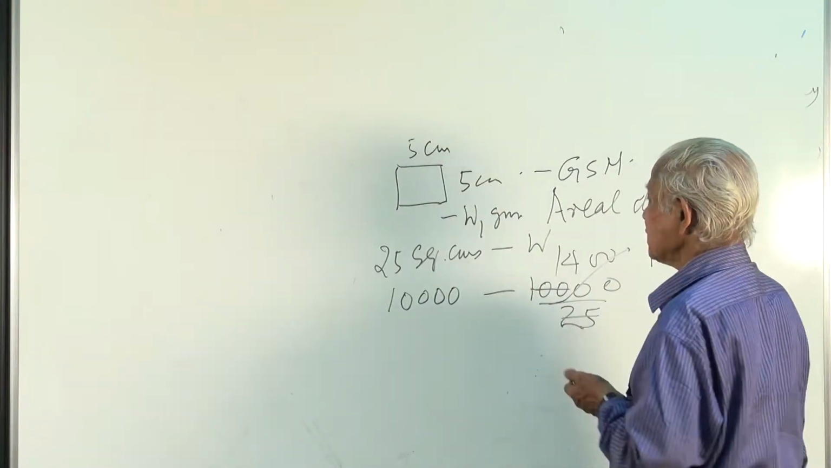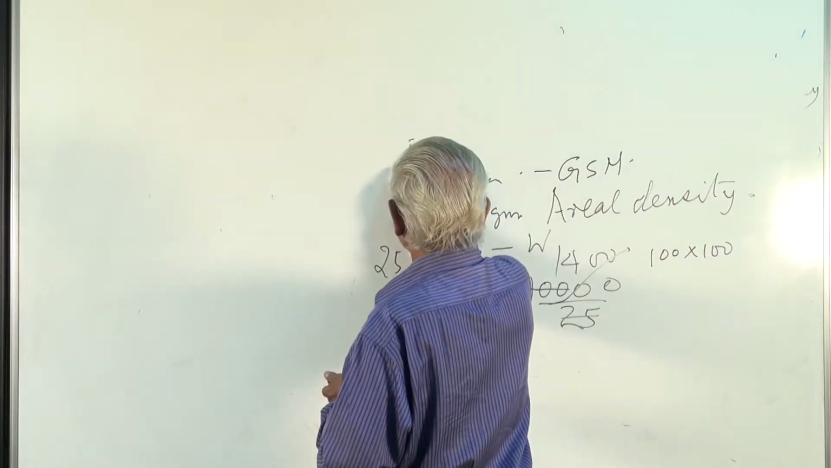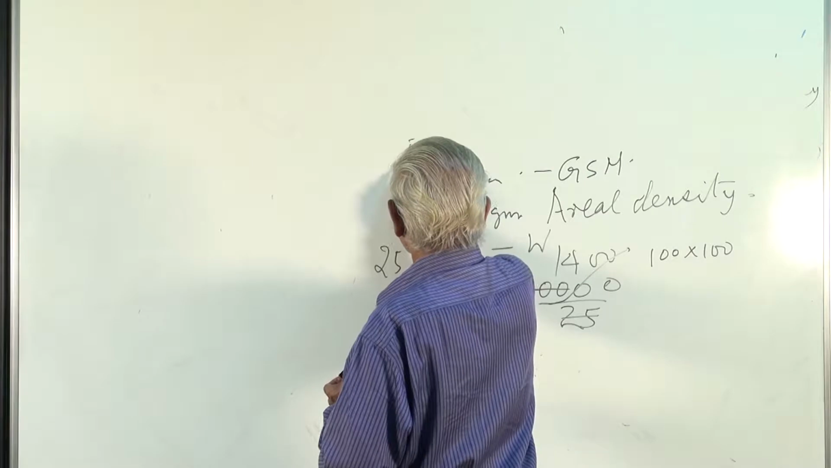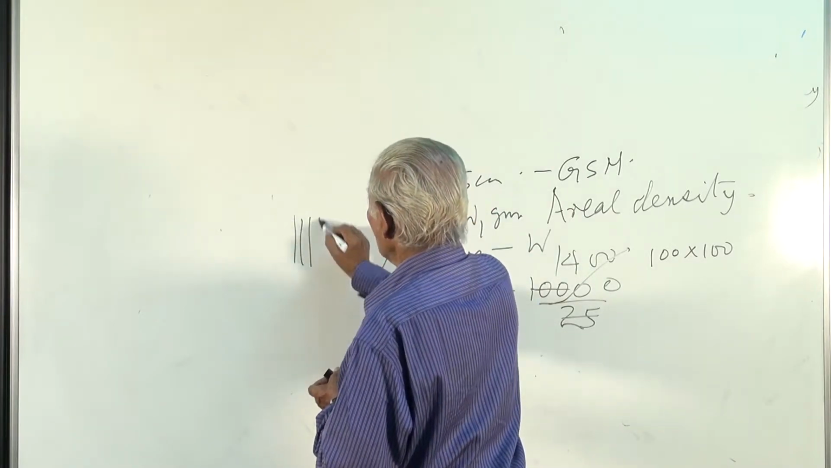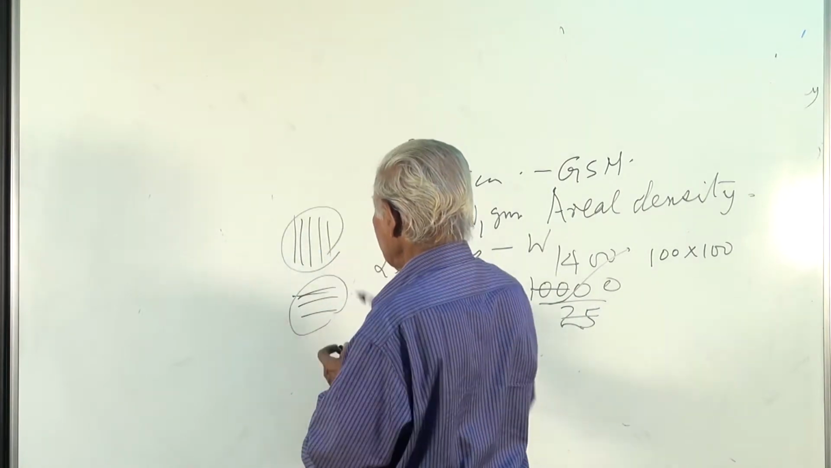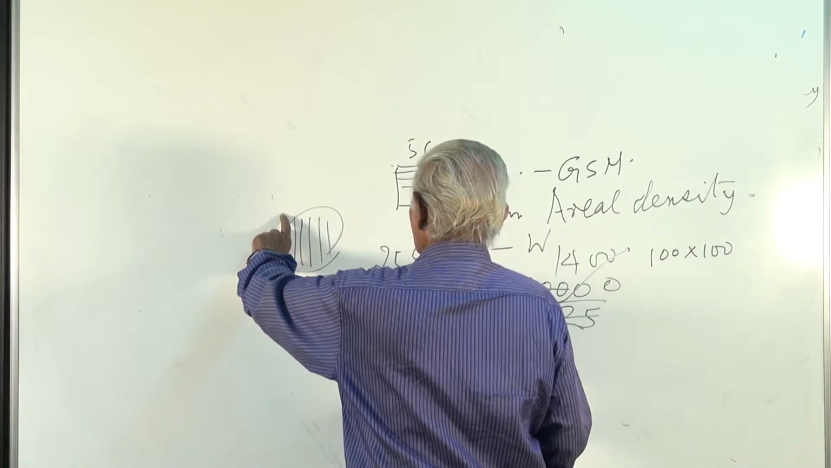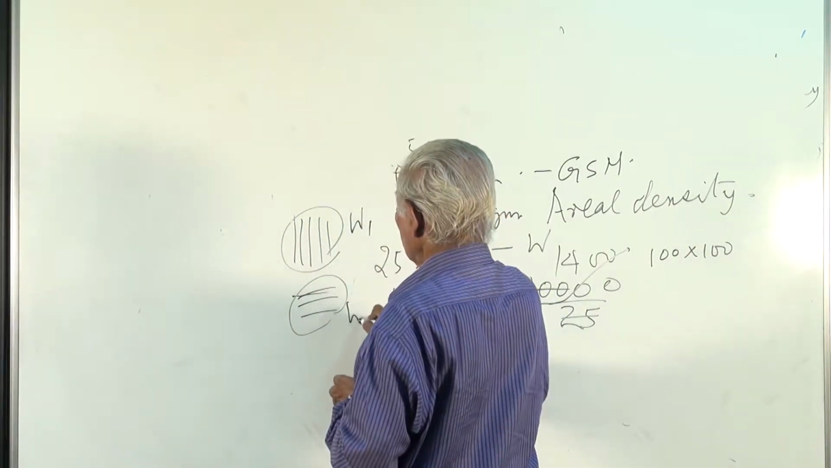So 5 such pieces can be tested to get the GSM. And then in these 5 centimeters, all the ends are removed. So what is left over is a weft yarn. And they are bundled together and then weighed. So the length is 5 centimeters approximately. The weight, let us say, is W1 and W2.